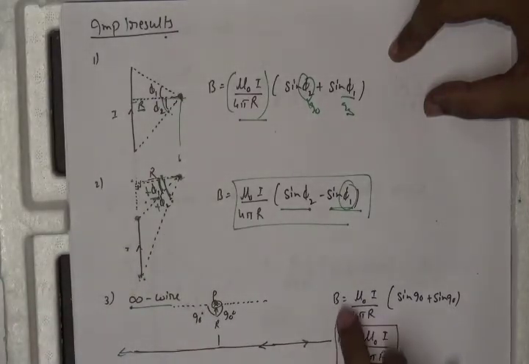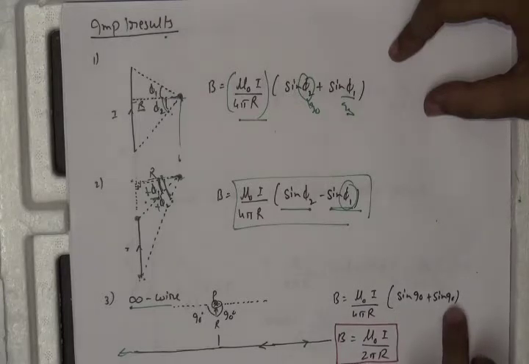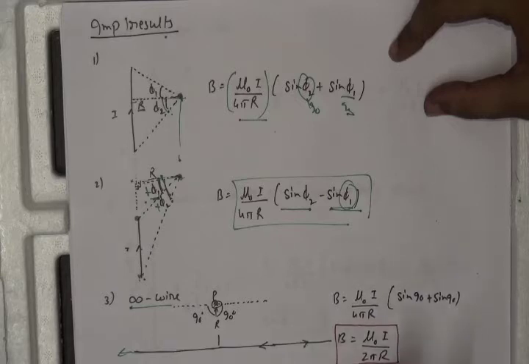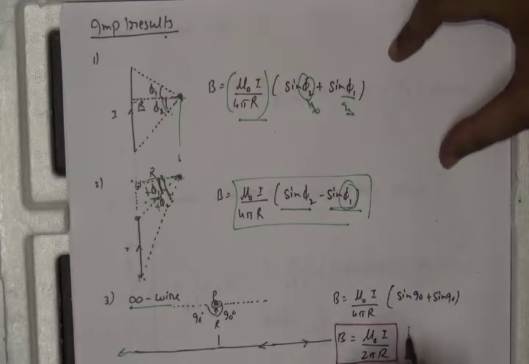Simply, the formula will become μ₀I upon 4πr (sin 90 + sin 90), and that will be equal to B, which is μ₀I upon 2πr. This is again a formula which we have to remember. So many questions are asked from this formula.